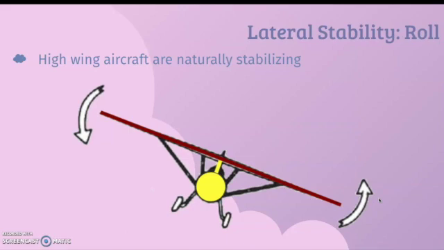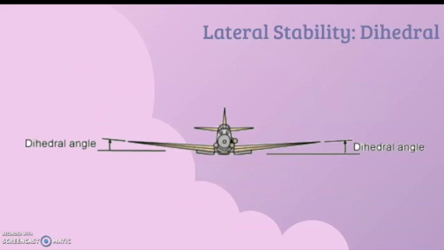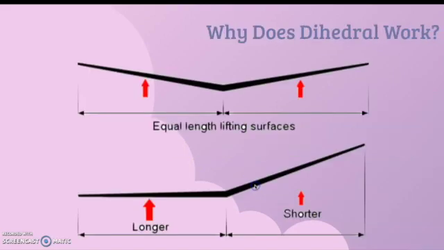So in terms of lateral stability with the roll, high wing aircraft are naturally stabilizing. A lot of gliders have a high wing, so that way they are naturally stable. And then they also tend to have a dihedral. So we have lateral stability using the dihedral, which means that we have a dihedral angle right here. That means the wing is not completely straight. It actually is tilted away from the fuselage.